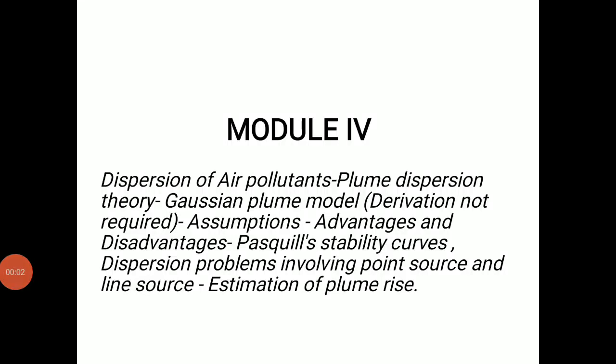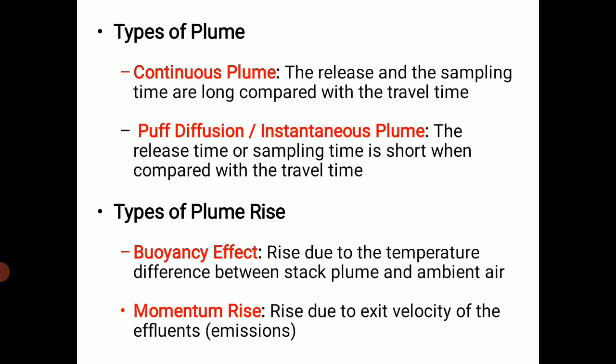In module 4, you have to study about dispersion of air pollutants, plume dispersion theory, Gaussian plume model, its various assumptions, advantages and disadvantages, Pascal's stability curve, dispersion problems involving point source and line source, as well as estimation of plume rise. So to begin with, there are mainly two types of plume, that is continuous plume and instantaneous plume.